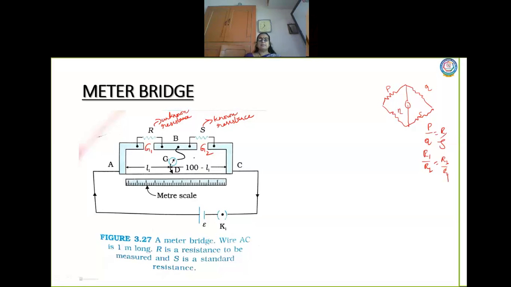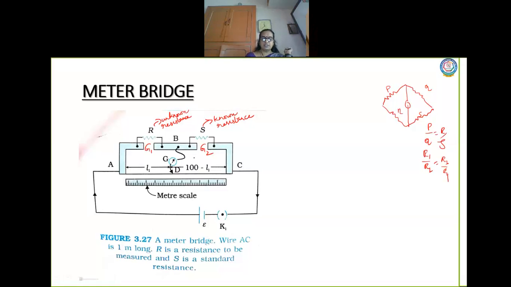Now take the second paragraph. The second paragraph explanation. Look at the explanation, children. Now R is the unknown resistance. So what is R, children? Try to understand the concept clearly. R is unknown resistance, and across another gap you have a standard resistance which is S.